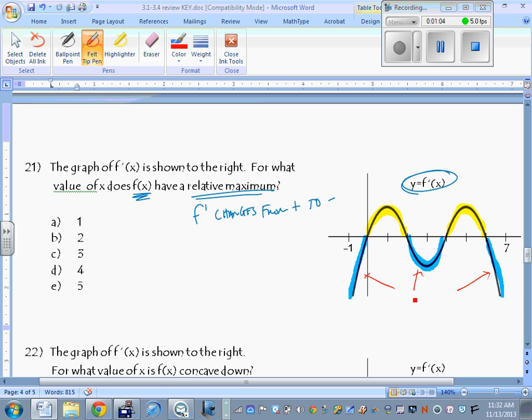Since those y values are negative, that means the derivative of f of x is negative. And up here, the derivative is positive. So we want to know, when does it change from positive to negative? Well, here it changes from negative to positive. Here it changes from positive to negative. So this point right here at x equals 2, we would have a relative maximum. Negative to positive, and then positive to negative. So at 2 and 6, we have two different places, but our only choice here that works is 2.